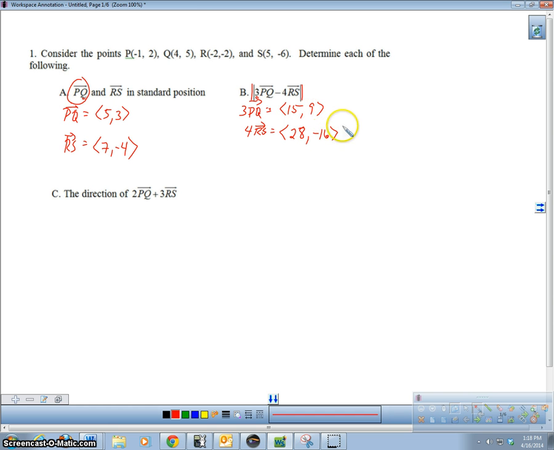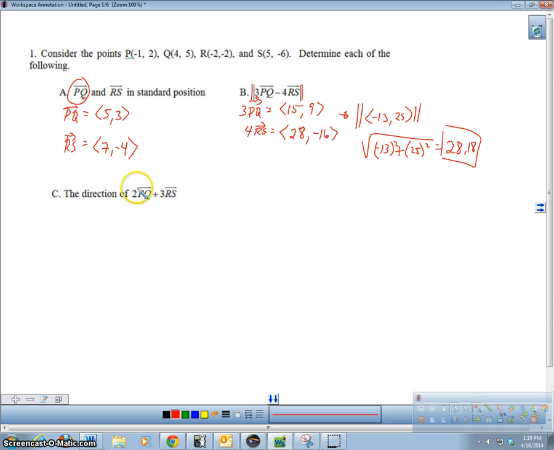And then I'm going to subtract these, so I'm going to get negative 13, because I go this minus this, and 25. Then I want to find the magnitude of that, so I'm going to take the square root of x squared plus y squared, and that's going to give me about 28.18. With these you can use the calculator. You'll be able to use the calculator on the test tomorrow.